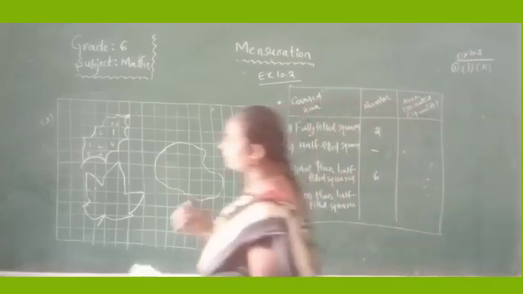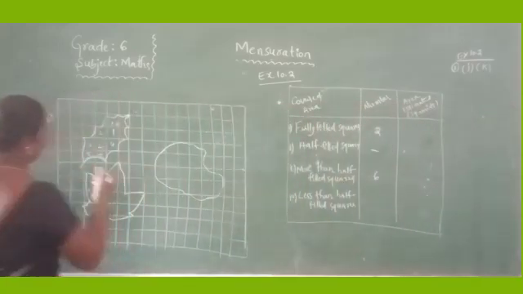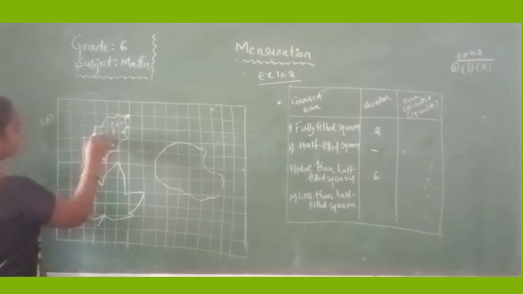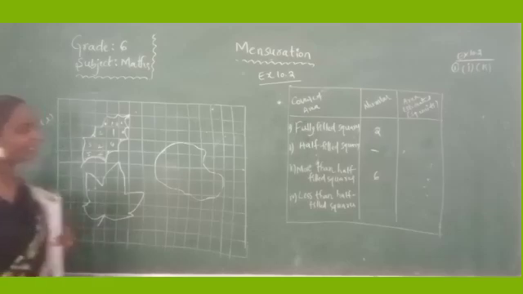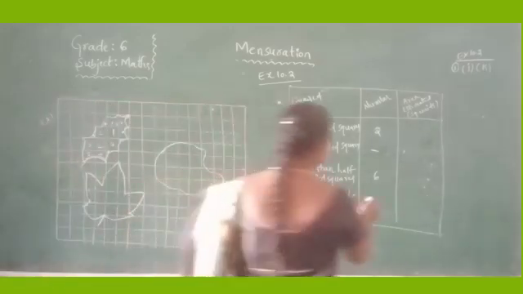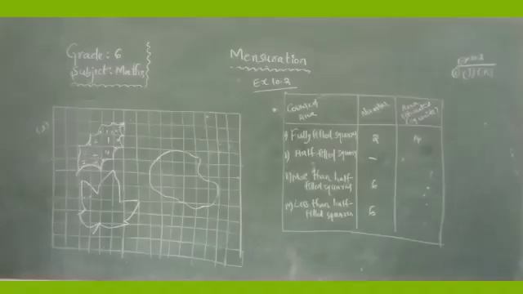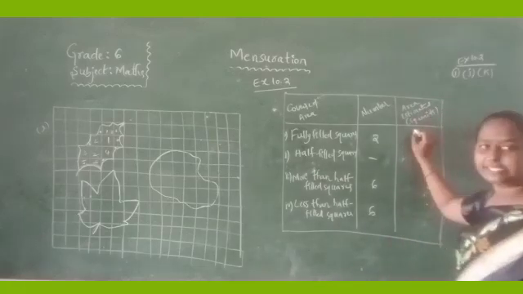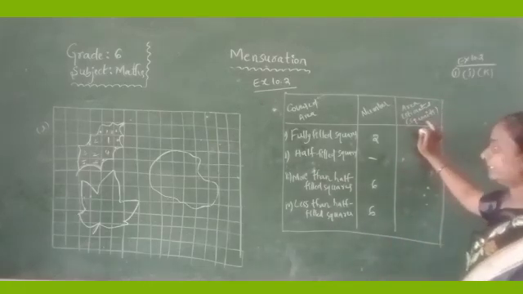Now less than half filled, less than half. These are 1, 2. So next these are 3, 4, 5, 6. How many less than half filled? 6. Then next we will write here the area estimated in square units.